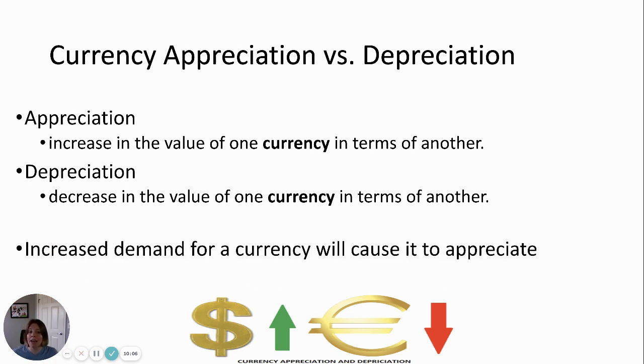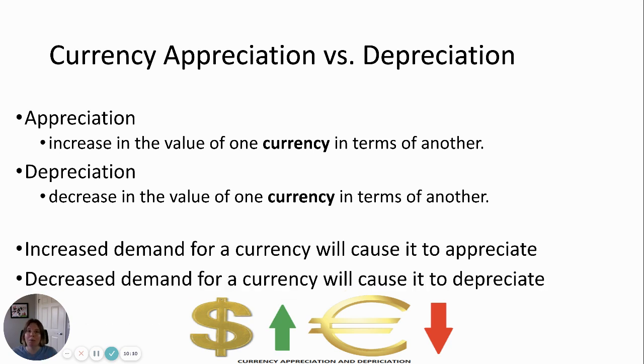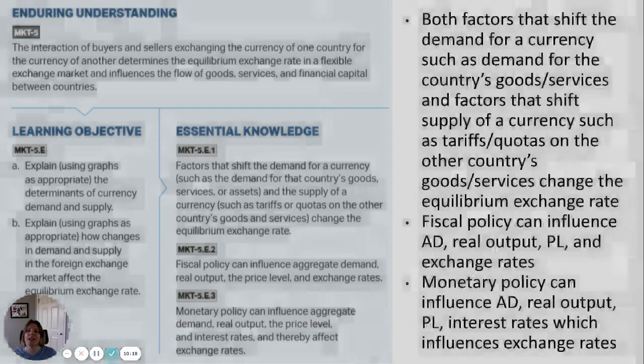So an increase in demand for a currency will cause it to appreciate, basically. People want the currency more. A decrease in demand will cause it to depreciate, basically. People don't want the currency. There's not as much demand. It's going to cause a depreciation, less value.